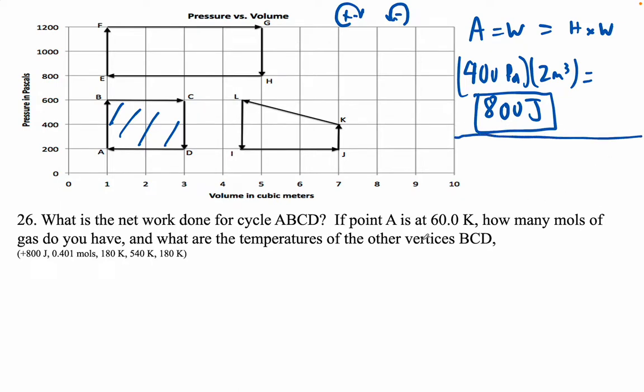And then it asks, how many moles do you have? Well, moles are, from the ideal gas law, PV over RT. And so our pressure at A is, what is it? It's 200. Our volume is 1. R is still 8.31. And then they tell us that it's 60 kelvins, right? So let's do that. 200 times 1, don't forget to multiply by 1, divided by 8.31, divided by 60 is 0.401123.